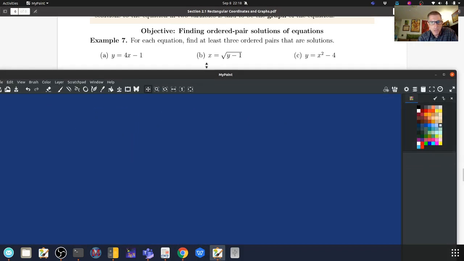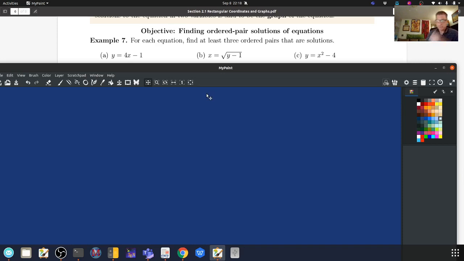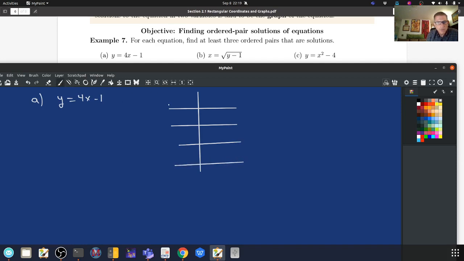So here is really the only way to do this. We make a table of values. You should have seen this before in plotting. But I have y is equal to 4x minus 1. So what I want to do is make a table of values. They say we want 3, so that's fine. So you make a table, and we're going to have the column headers, which are going to be x and y, in 3 rows. So this is going to be x, and this is going to be y.